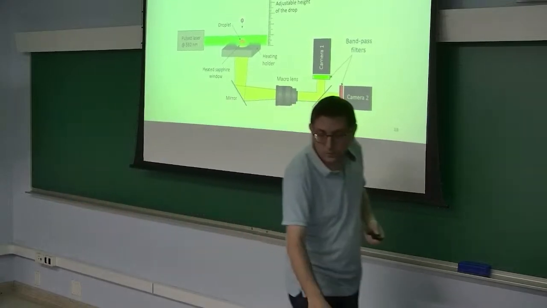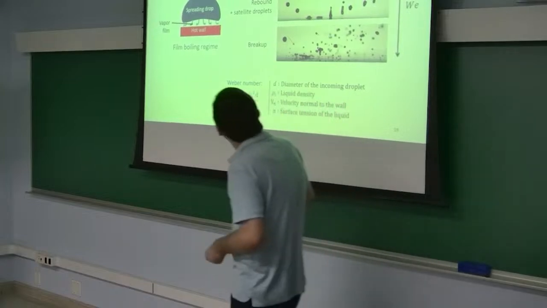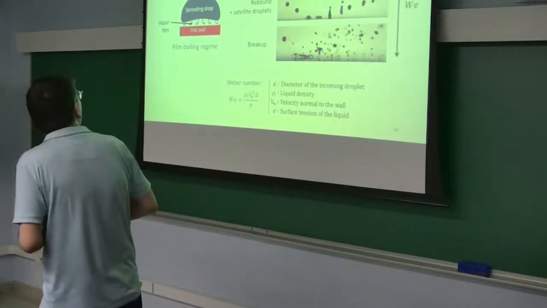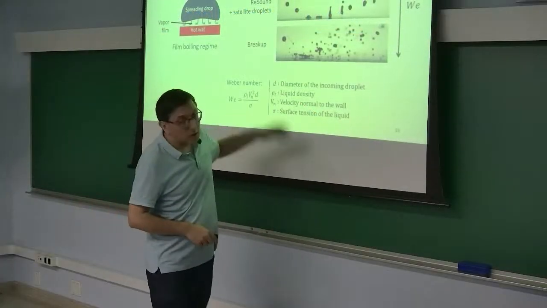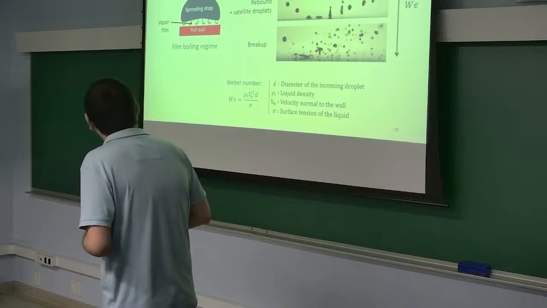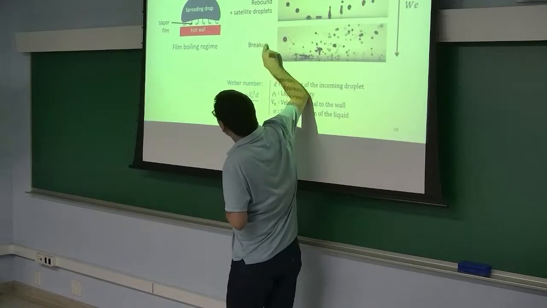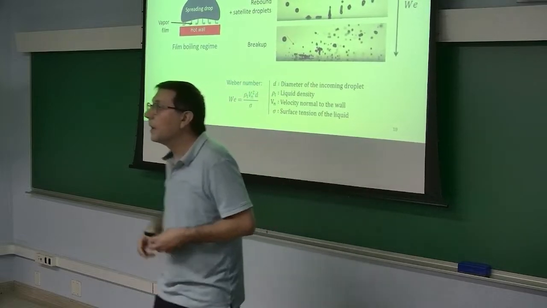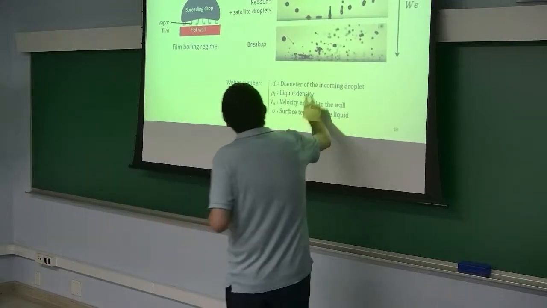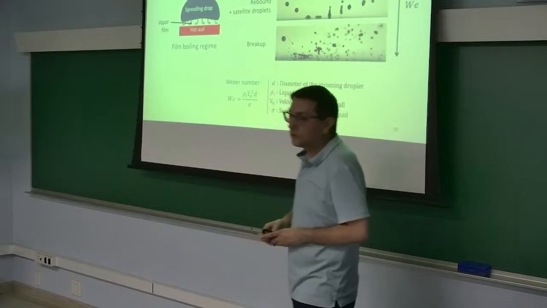So when a droplet impinges onto a very hot surface, a surface at a temperature much higher than the boiling point, the droplet does not physically touch the surface. There is always the formation of a vapor film, and this is the Leidenfrost effect, and there are two outcomes for the drop impact. The droplets can bounce or they can break up at the impact, and that depends mainly on the Weber number, which compares the kinetic energy of the impact to the surface energy.